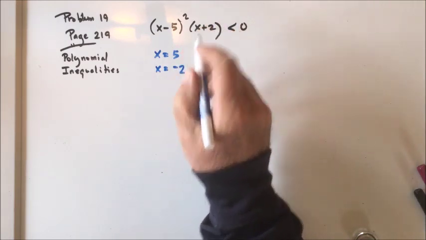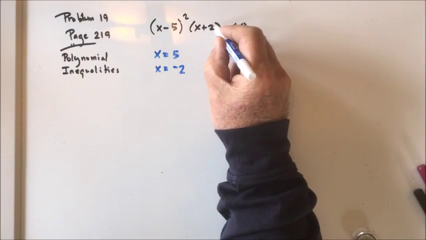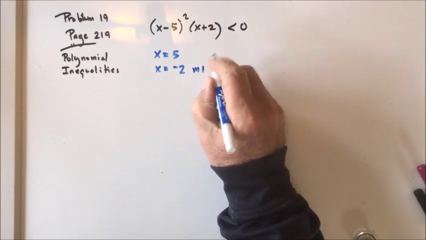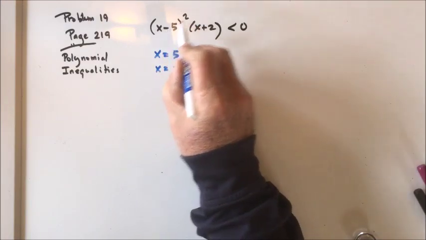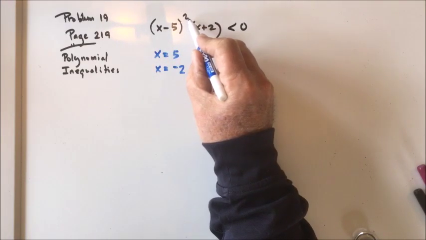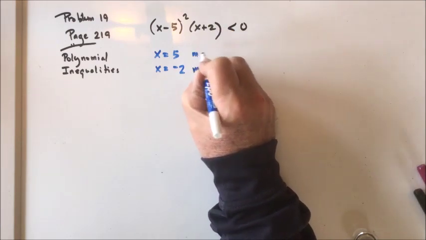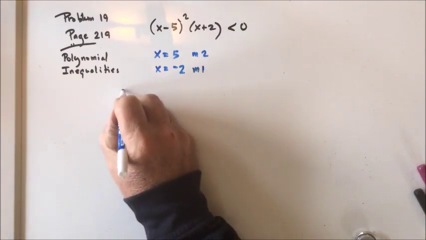And furthermore, you have to take note that x plus 2 is a factor that appears once, and therefore this root has multiplicity 1. X minus 5 is a factor that appears twice. That squared exponent takes care of that, and therefore it has a multiplicity of 2.